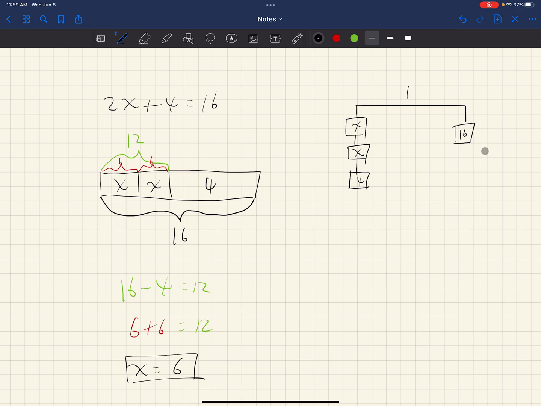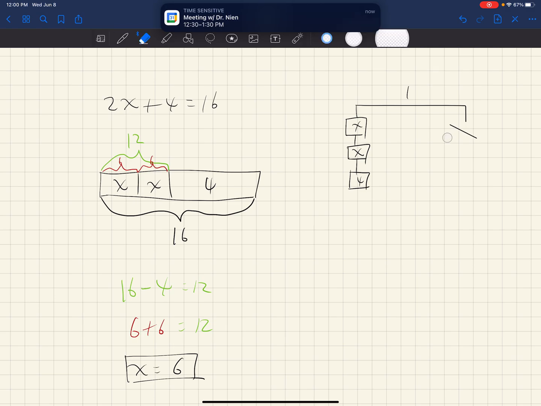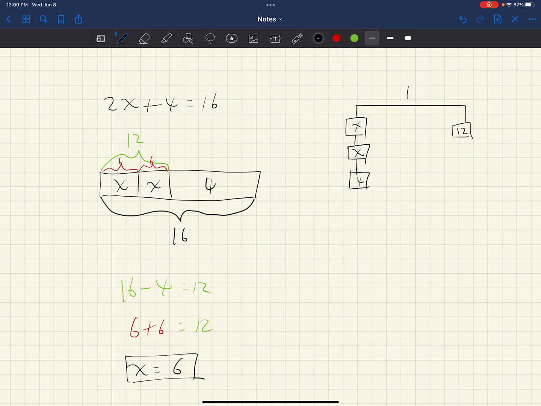So how do we make it equal to one another? Or how do I solve for just 1x? Well, let's get rid of the 4 first. So I'm going to rewrite this. Instead of 16, I'm going to write 12 plus 4, right? 12 plus 4 is the same thing as 16.